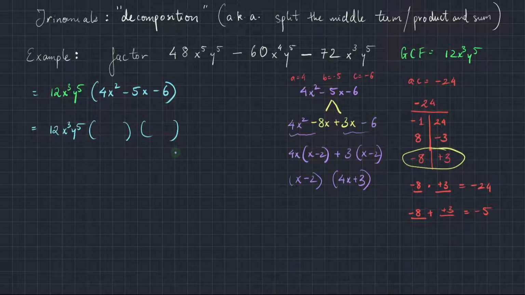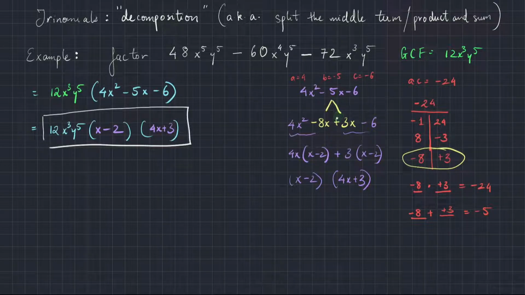So we are almost done. Remember, our original expression had 12x cubed y to the 5 in the greatest common factor, and this had to be factored into something times something. Well, x minus 2 times 4x plus 3 is that something times something. And that is how you factor a trinomial. This procedure is a little tricky, but it's very important, and I suggest that you practice it by redoing this problem once on your own.